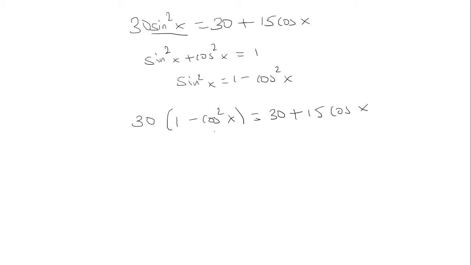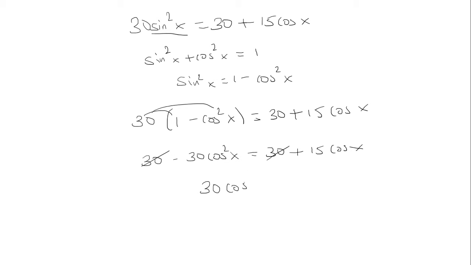Okay, next thing, we're going to distribute the 30 to both the 1 and the negative cosine squared. The 30s are going to cancel, and I'm going to move the negative 30 cosine squared to the right. So I'm going to have 30 cosine squared plus 15 cosine is equal to 0.